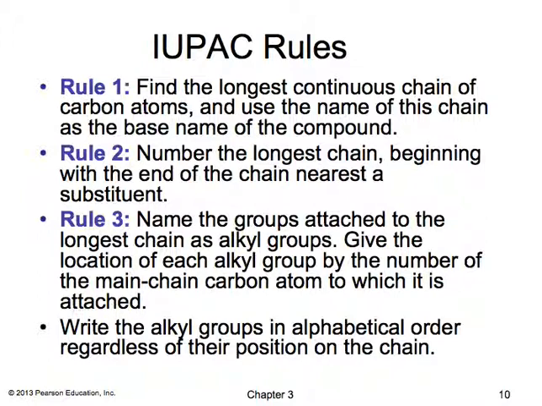Rule 3 is that you want to name the groups attached to the longest chain as alkyl groups. Give the location of each alkyl group by the number of the main chain carbon atom to which it is attached. You'll write the alkyl groups in alphabetical order regardless of the position on the chain when you're naming them.